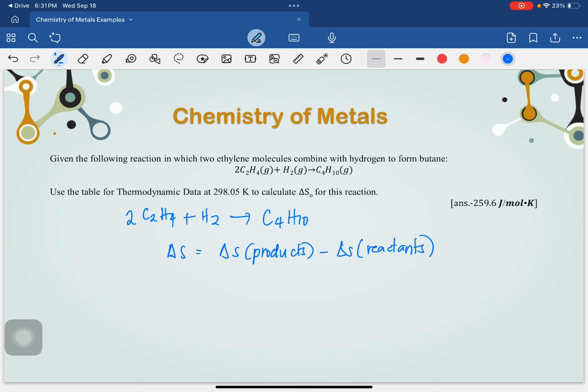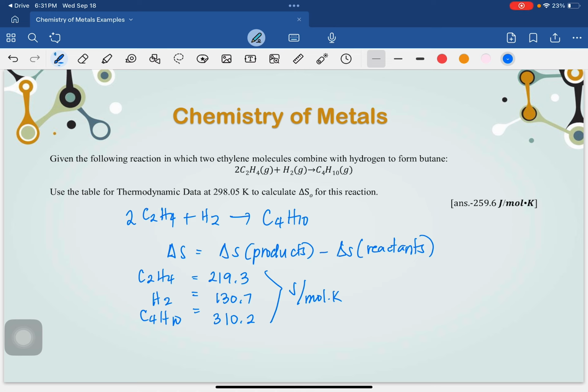So from our thermodynamic data table, I did look for it. Just hopefully my values are correct. So for entropies, C2H4 and then H2 and then butane, this is 219.3, 130.7, and 310.2. These are all in joule per mole Kelvin.